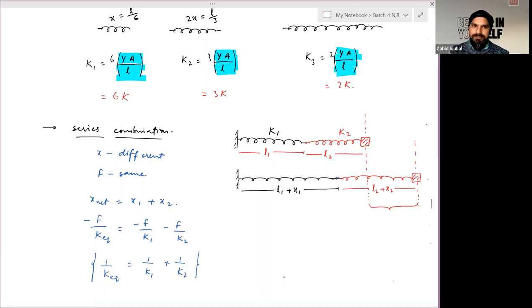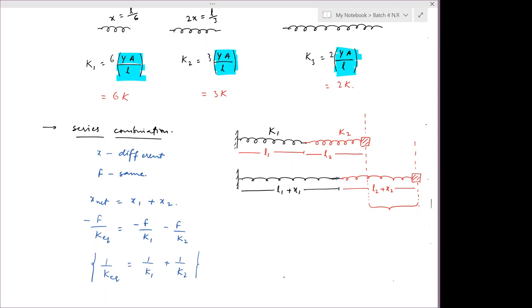Gautam, is it clear? Yes, sir. Okay, just write it down. It's a minus because it is restoring force, right? Yeah.